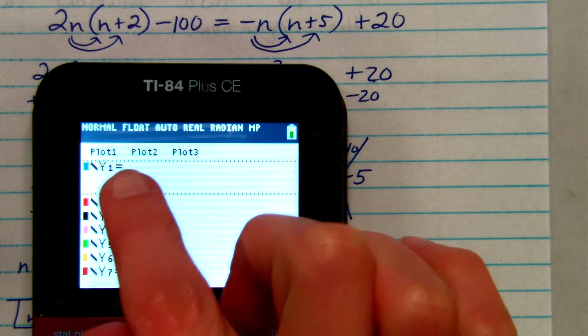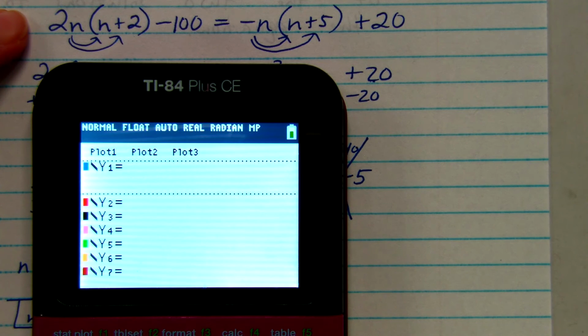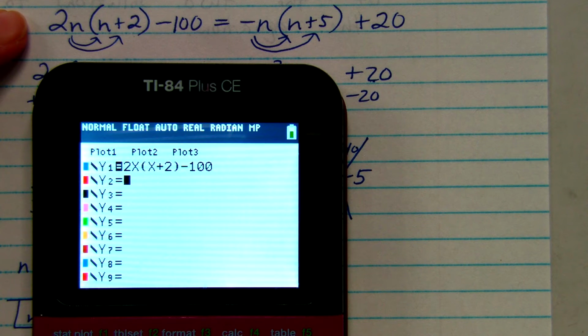Now the calculator will use x instead of n, but it's basically the same thing. So I do 2x parentheses x plus 2 close parentheses minus 100. That was the left side of my original equation. And then negative x, parentheses, x plus 5, close parentheses, plus 20. That was the right-hand side of my equation. And then we're going to see where these cross.